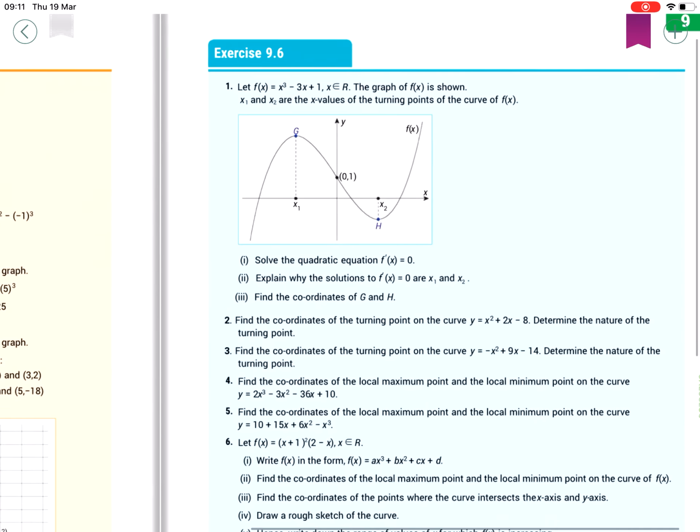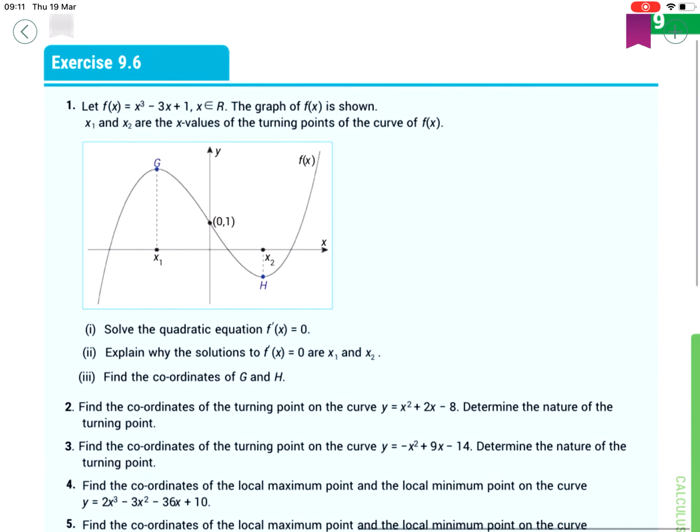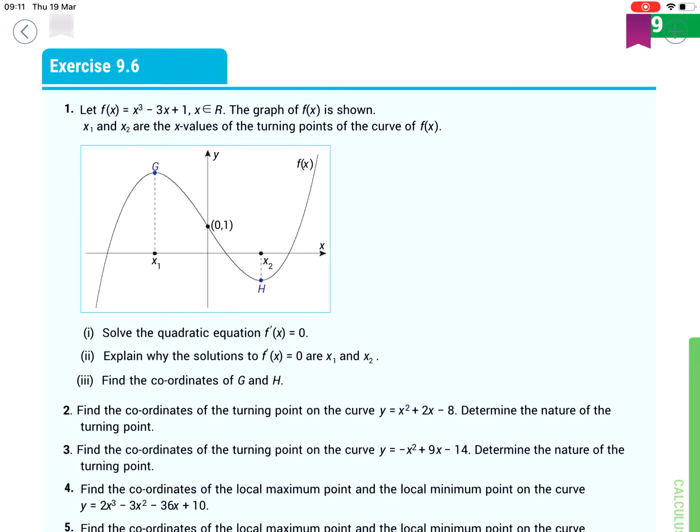So question 1 is our first one here. We're given the function, and we're given a graph as well. It tells us that x1 and x2 are x values of the turning points of the curve. So we can see that the curve f of x turns at G and at H. So it turns down and then it turns back up. Okay, so we've got everything we need there to answer the questions.